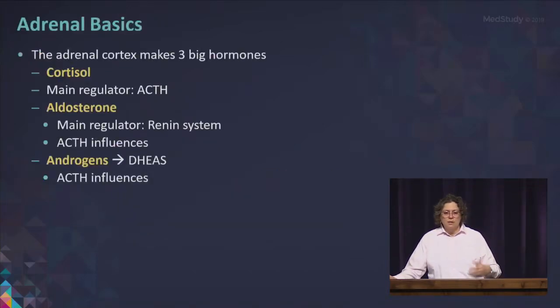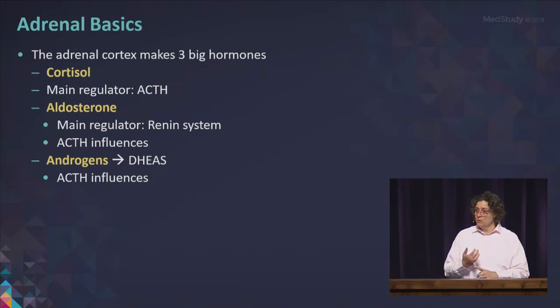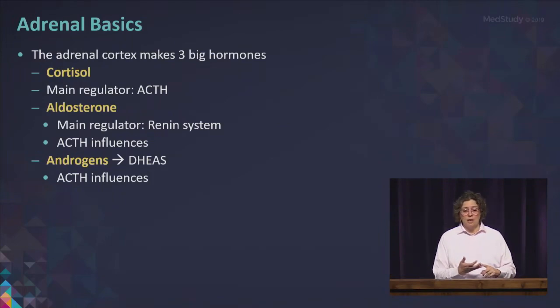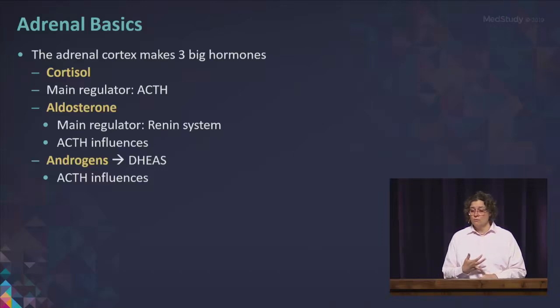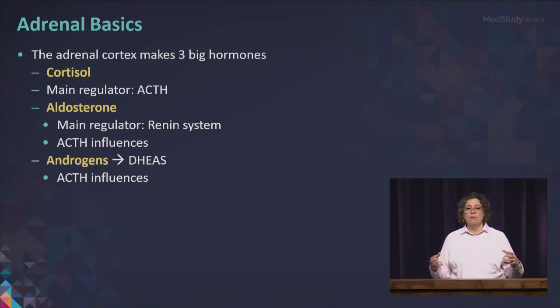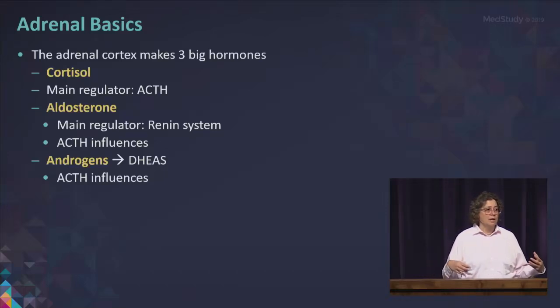So the adrenal cortex makes the 3 big hormones. Again, cortisol regulated by ACTH, aldosterone, main regulator is renin, and androgen, DHEAS. So if you ever have a high androgen state and you want to know is it ovary or adrenal, you check a DHEAS.